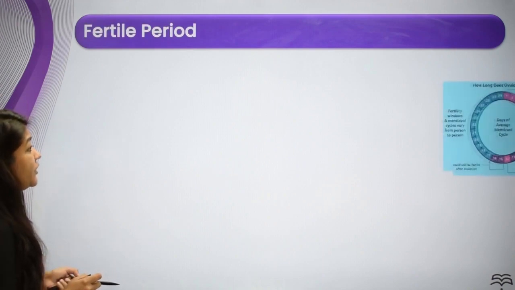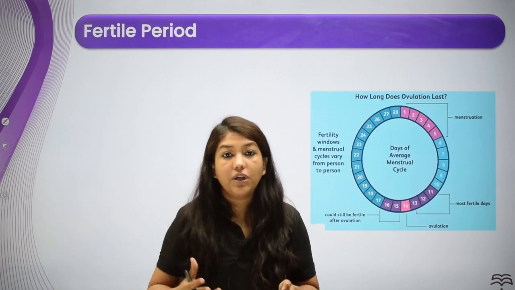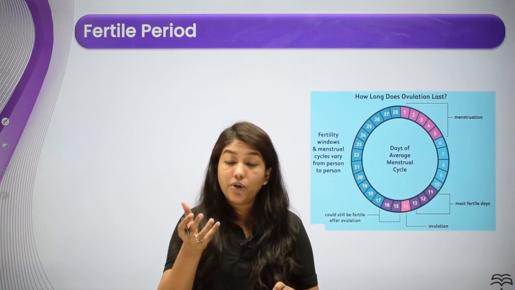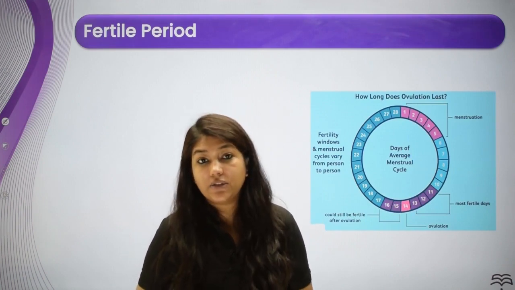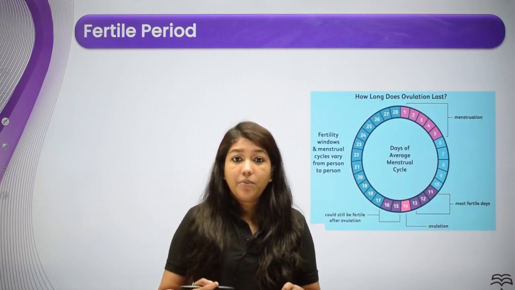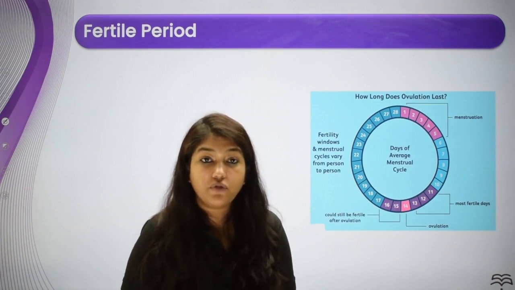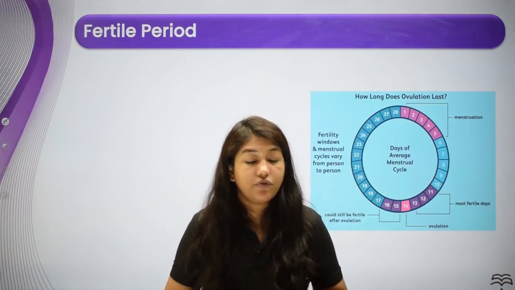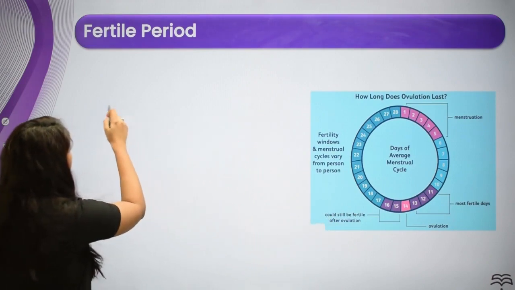Okay, now fertile period. See, of course, we know that the entire duration of the menstrual cycle is about 28 days. अब उसमें भी कुछ ऐसा period होता है where the chances of the fertilization are the highest. Okay, of course, it is very important that when the sperm is entering into the female reproductive tract, the ovum should be present at that time in the female reproductive tract.